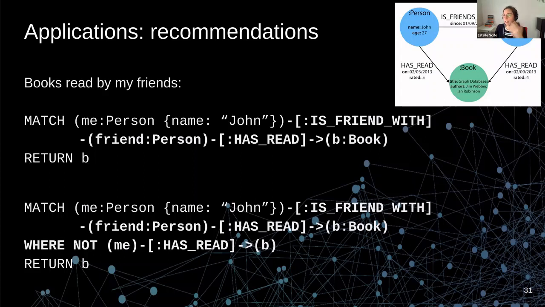One application of this is that we can easily build a recommendation engine by using simple Cypher patterns. For instance, we can look for books read by my friends. So I start from a person, let's call him John. Then we look for his friends by following the friendship relationship. And then from the friend, we follow another relationship, which is has read, up to a book. And we only select those books.